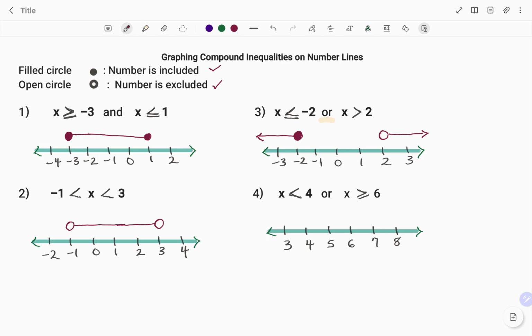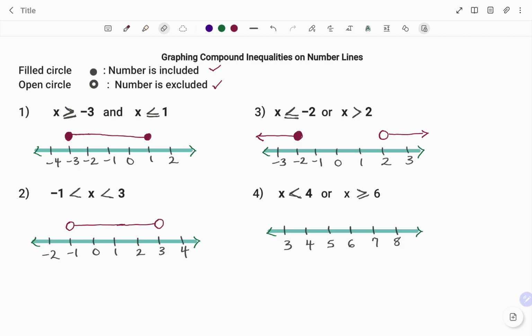So you can notice that the graph does not overlap because of the or condition that makes each of the inequalities true on their own, not both at the same time.